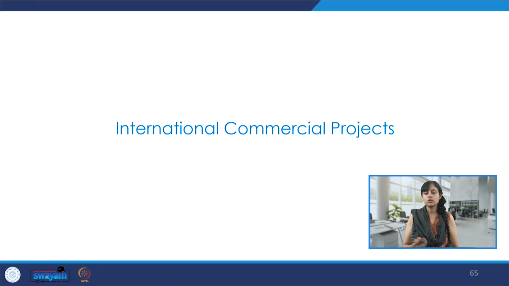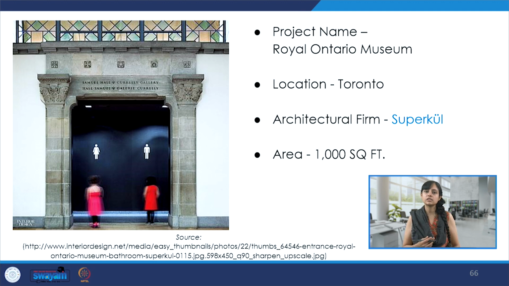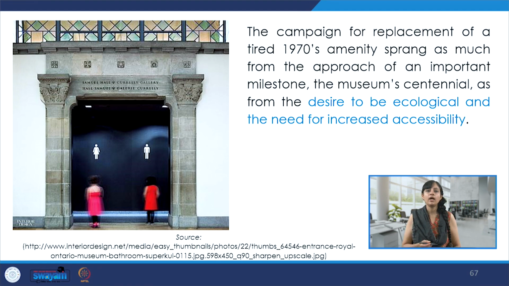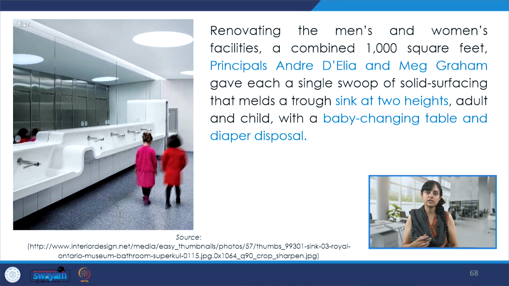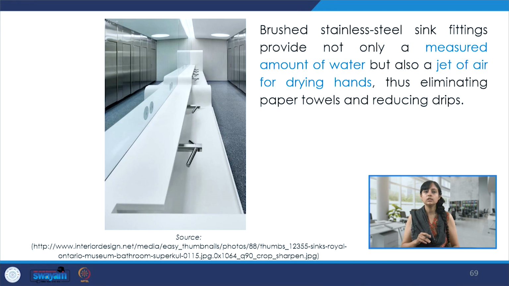There are some international commercial projects where we can see interesting interior architecture details, like this one, which is a museum, and it's 1,000 square feet. And here the primary desire was to be ecological and to have more accessible spaces. So it was very interesting. The renovation was done for men's and women's facilities, and a lot of attention was given to children, so baby changing tables, diaper disposal, etc. Those important aspects were really taken care of.